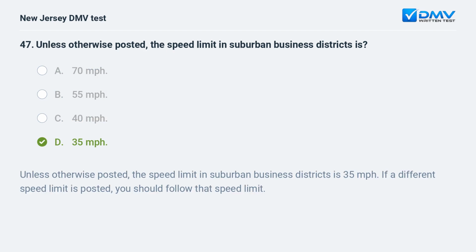D. 35 miles per hour. Unless otherwise posted, the speed limit in suburban business districts is 35 miles per hour. If a different speed limit is posted, you should follow that speed limit.